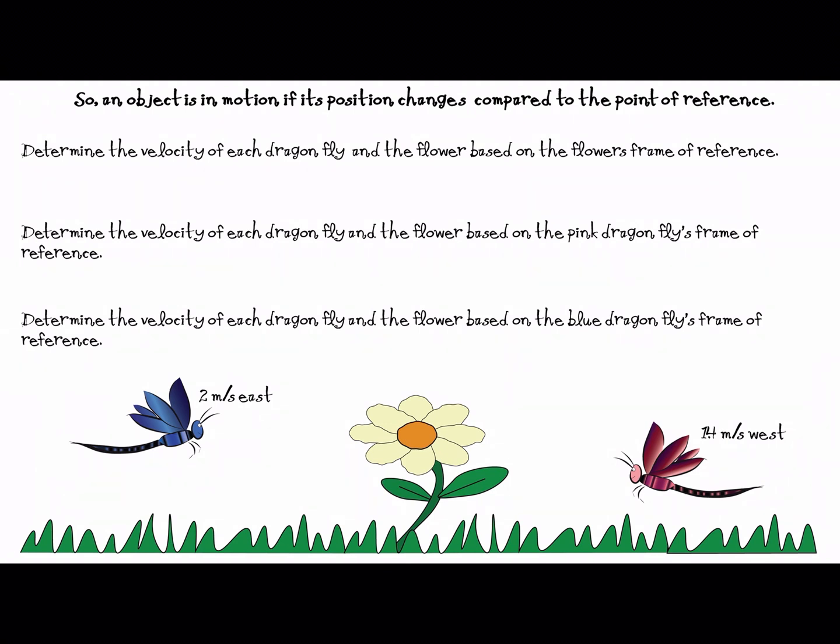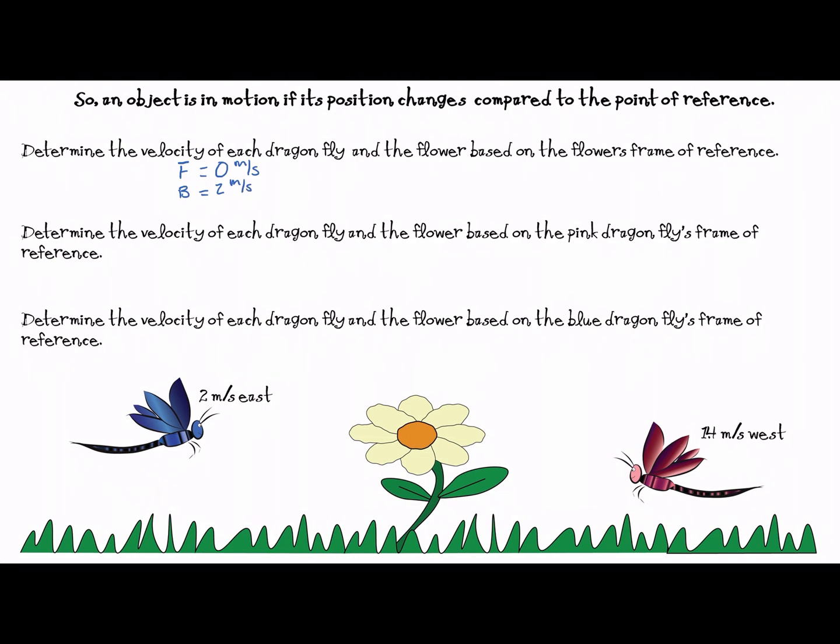So the flower is at 0 meters per second. So the blue dragonfly would be moving at 2 meters per second east, while the pink one is moving at 1.4 meters per second west.